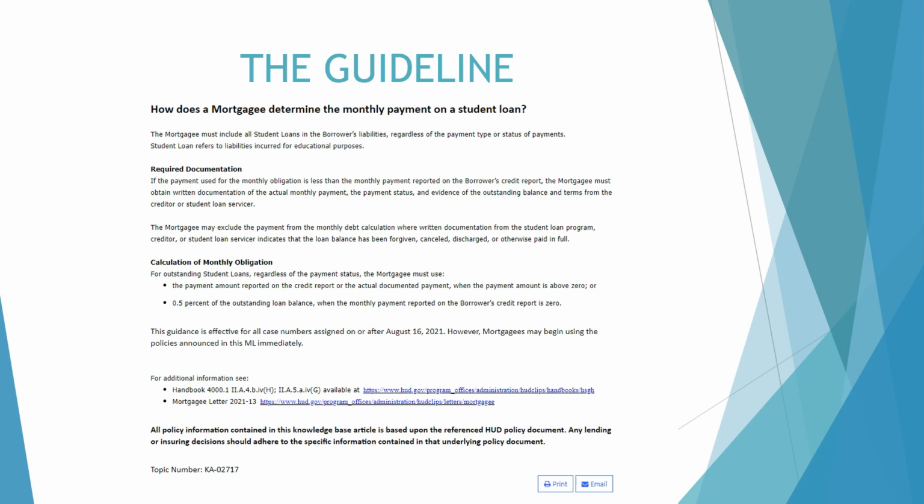Basically, this means that if there is a balance on a student loan, there's going to be a payment attached to it, even if your credit report shows 0.